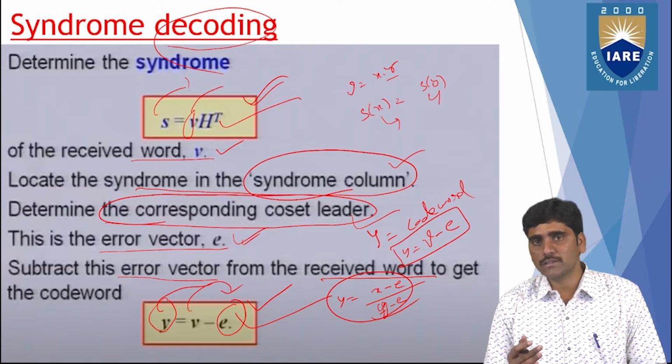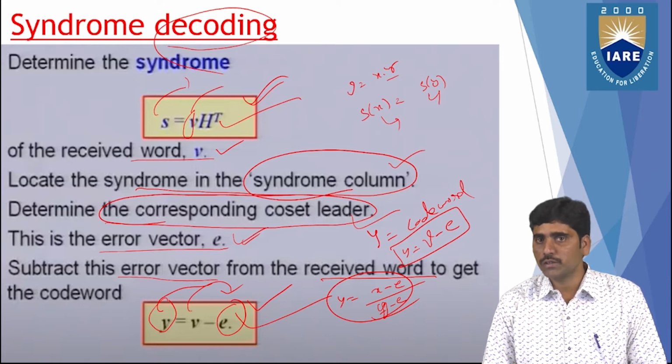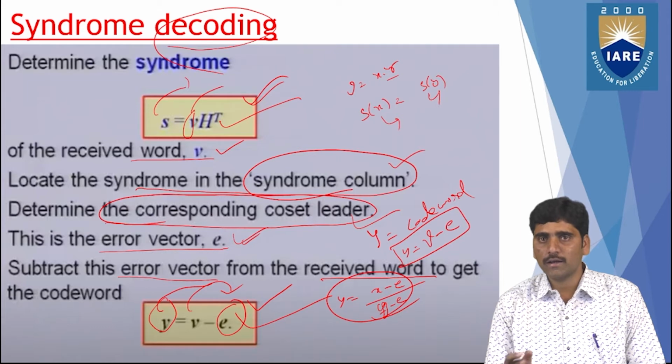So to decode that syndrome, what do we need to do? We need to identify the syndrome. So how are we going to identify the syndrome? By adding the syndrome column to the bits, we have to identify the syndrome. And then next, determine the corresponding Coset leader.